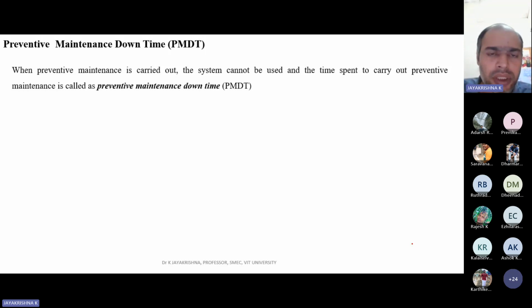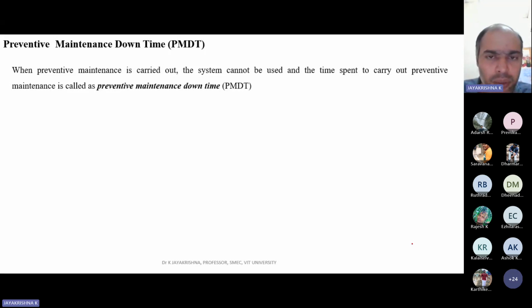Say for example, your body is not functioning, you are anticipating something is going to happen, you go to the doctor, you take the medicine, and the doctor advises you to take rest. So when you are taking the rest, like the preventive maintenance, that is called preventive maintenance downtime.